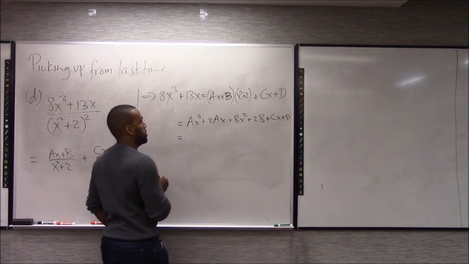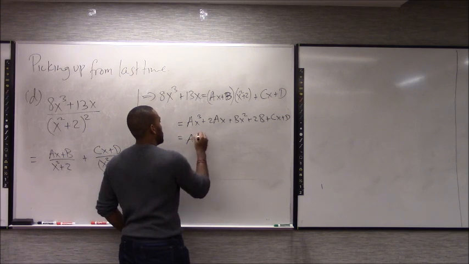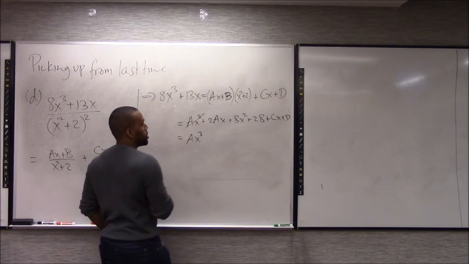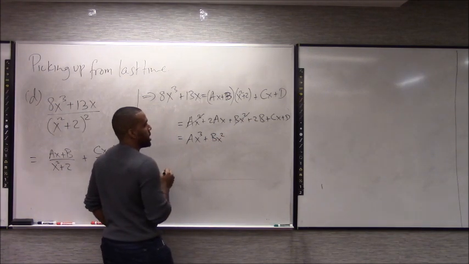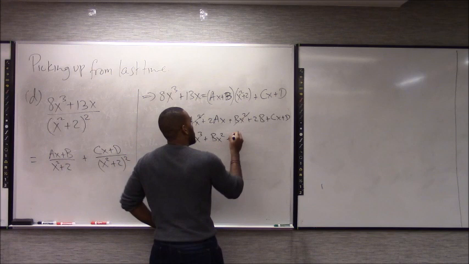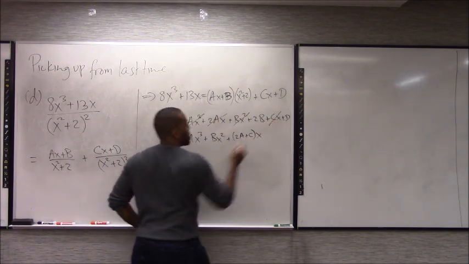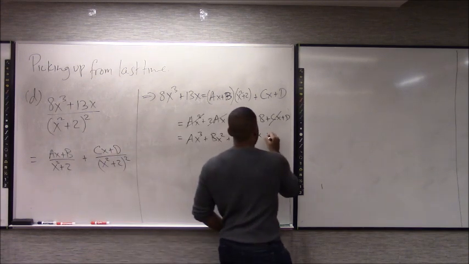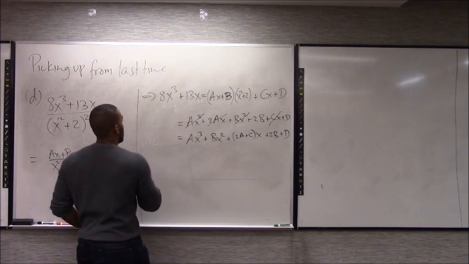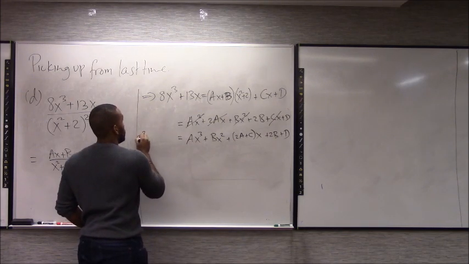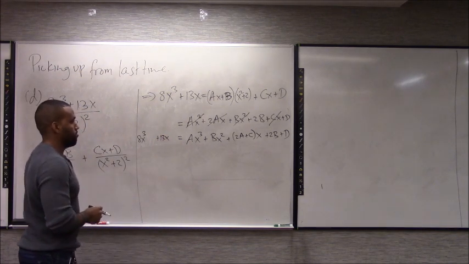Then what? Group together the like powers of x. So we have a cubed term, we have a squared term, we have actually two x terms. So that's 2a plus c times x. These are both of those. And we have the constant term 2b plus d. This is all equal to 8x cubed plus 13x. And what do we do from there?